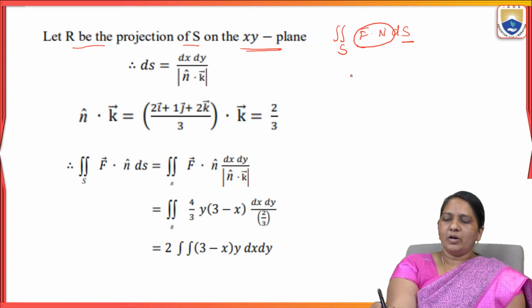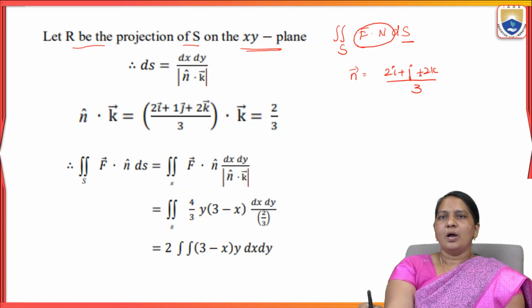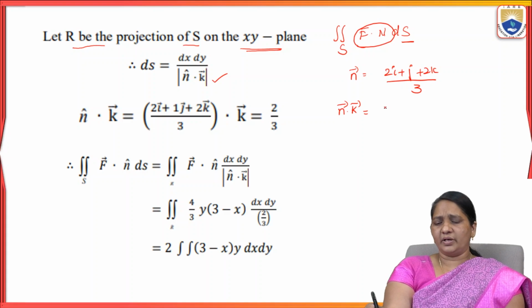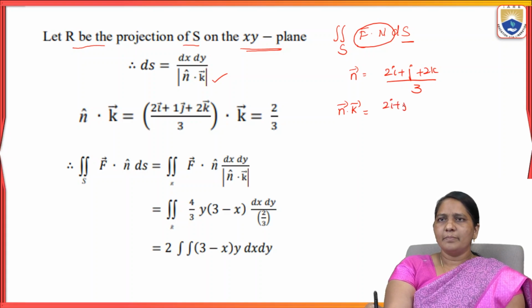Here I already know the n value. What is the n value? n is (2i + j + 2k)/3. This is the n value, but I don't know n·k. So now I am calculating n·k, which is (2i + j + 2k)/3 dot k.